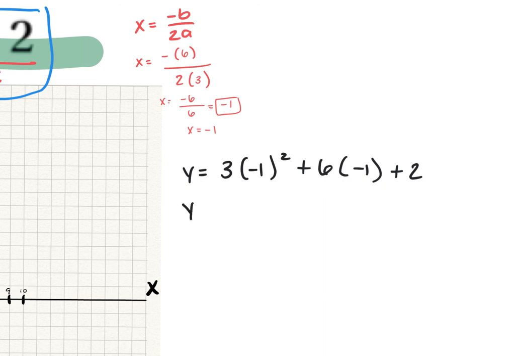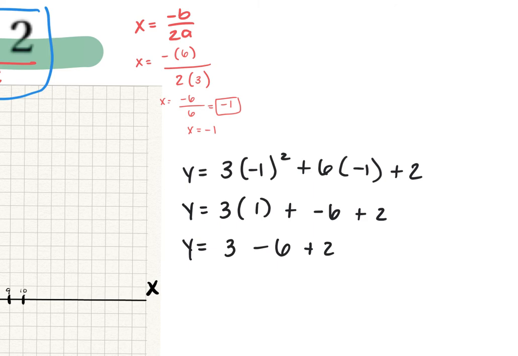And let's solve this. Y equals 3 times what? 1, plus negative 6 plus 2. Because remember, 6 times negative 1 is going to give me a negative value, right? So y equals, what's 3 times 1? 3. And then we're just going to make this minus 6 and then plus 2.